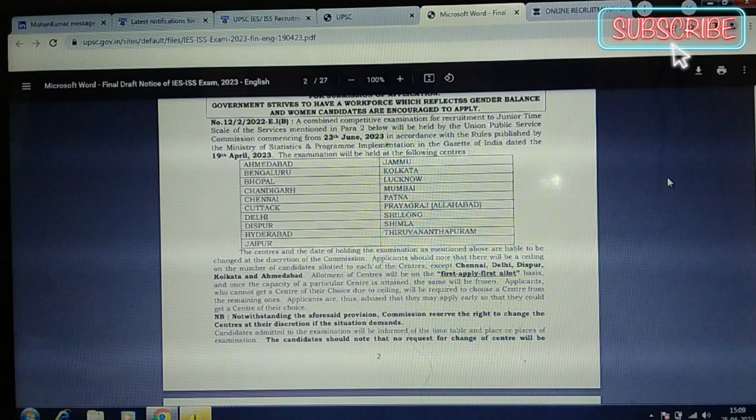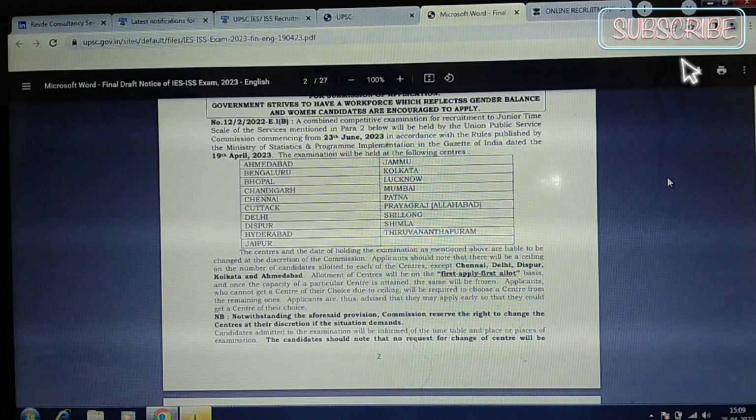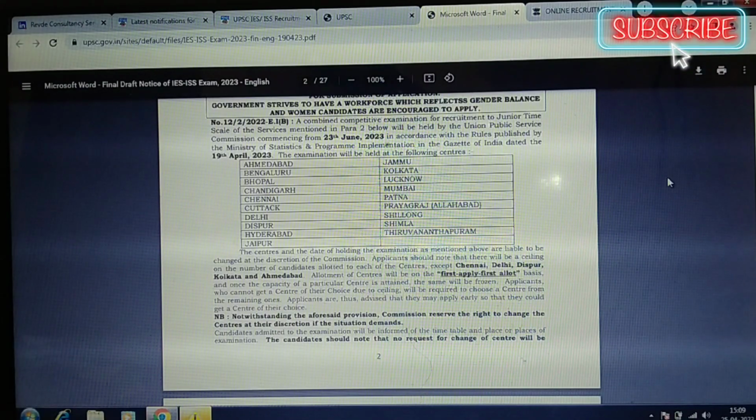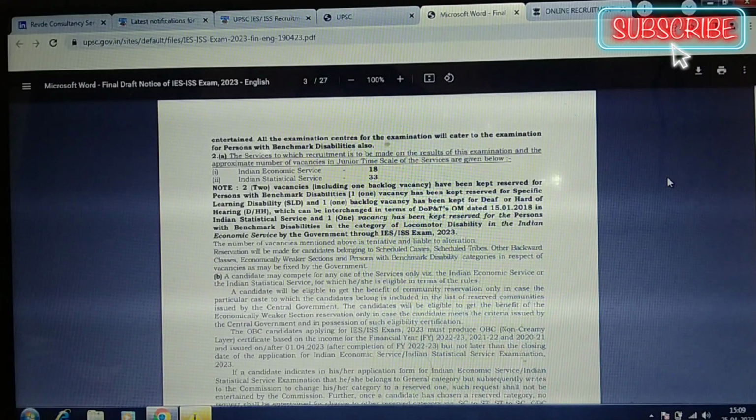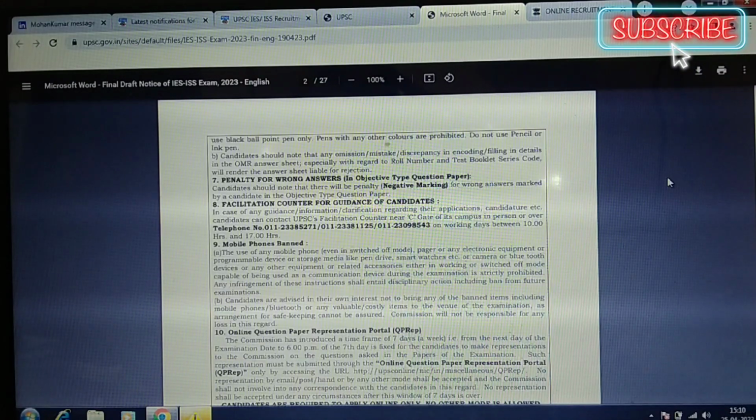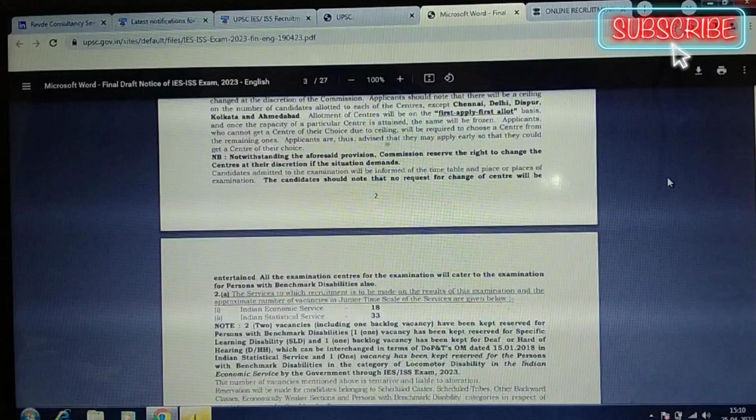If you are willing to apply for the Indian Economic Services or Statistical Services, please apply early so you get your preferred examination center. If you apply later, the center you want may not be available because other candidates have already applied, as happens with Kolkata and Ahmedabad.